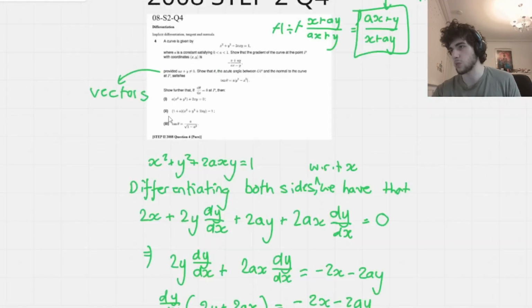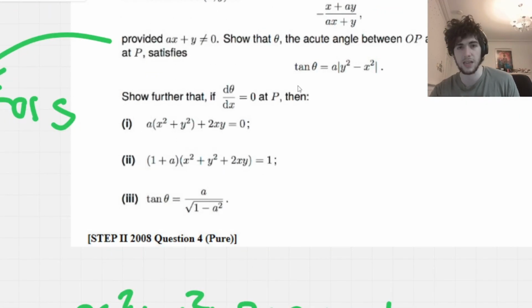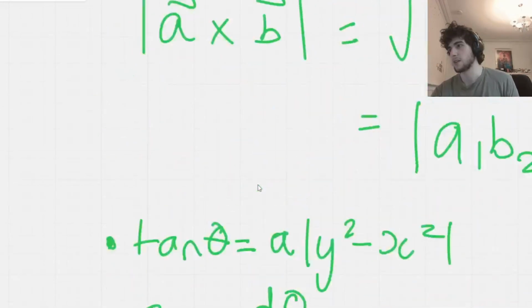So for the final part of the question, we need to show that tan theta, which you already have up here, by the way, is a times the mod of y squared minus x squared, is equal to a over the square root of 1 minus a squared. So obviously from before, tan theta is equal to a times the mod of y squared minus x squared. Okay, how exactly are we going to go about this? Well, there are a couple of pieces of information that we know that we could use to help us.